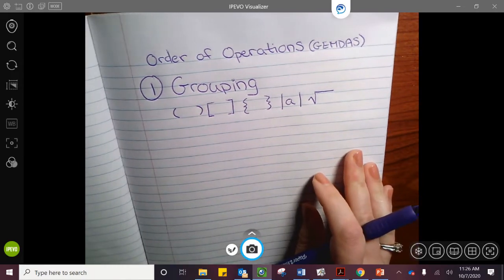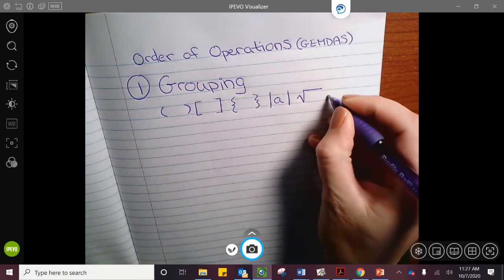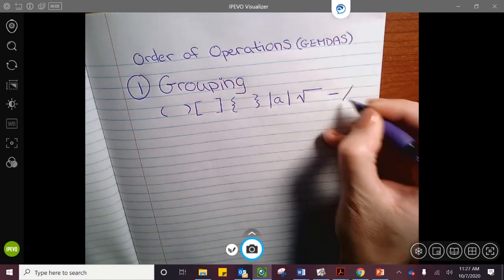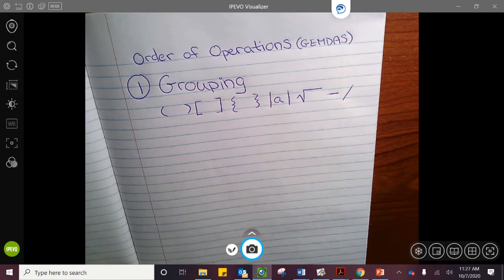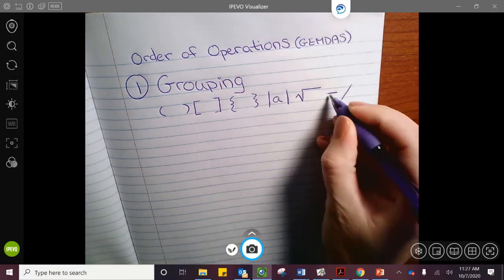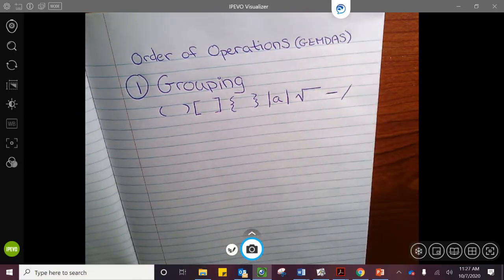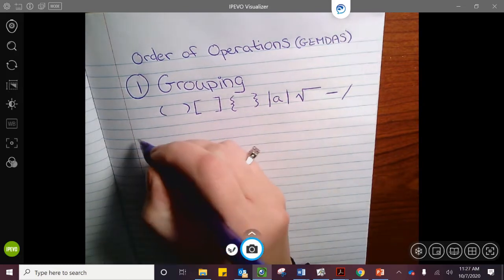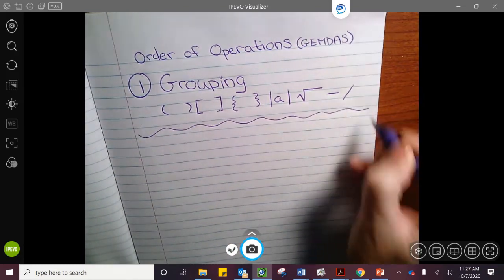And finally, if you see different types of fraction bars, which we will talk about in a little bit, and talk specifically about grouping with our fraction bars, either horizontal or diagonal like that, those would also be different types of grouping. So our first step is grouping, and it's not just parentheses, it could be any of those ways of showing grouping.